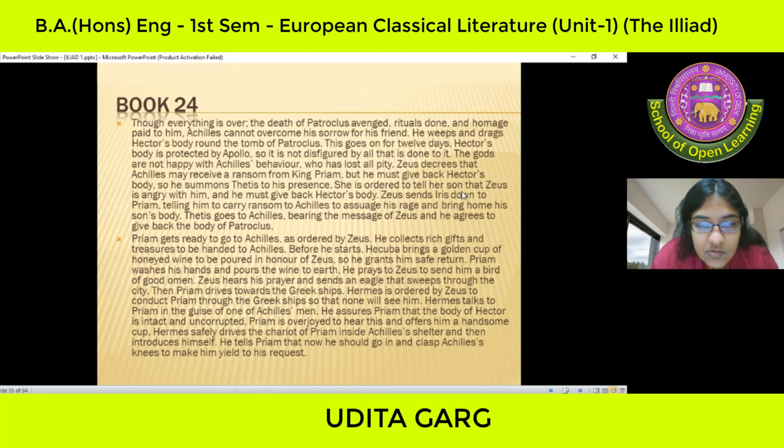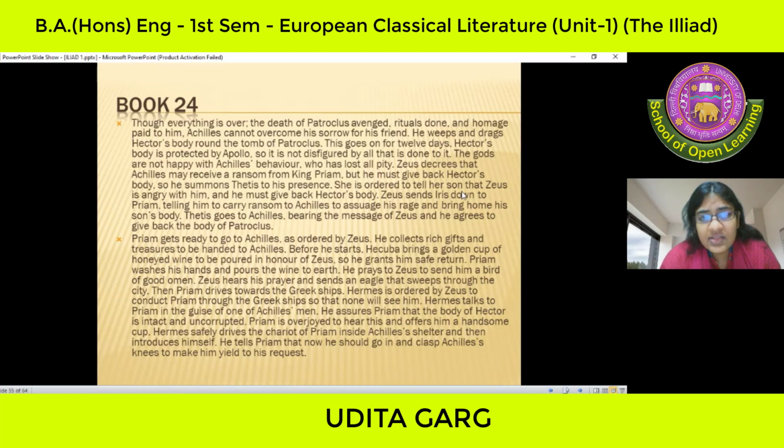Hermes is ordered by Zeus to conduct Priam through the Greek ships so that none will see him. Hermes talks to Priam in the guise of one of Achilles' men. He assures Priam that the body of Hector is intact and uncorrupted. Priam is overjoyed to hear this and offers him a handsome cup. Hermes safely drives the chariot of Priam inside Achilles' shelter and then introduces himself. He tells Priam that now he should go in and clasp Achilles' knees to make him yield to his request.